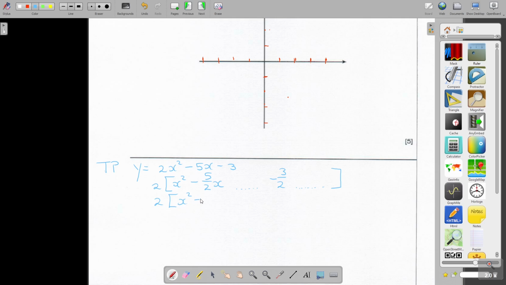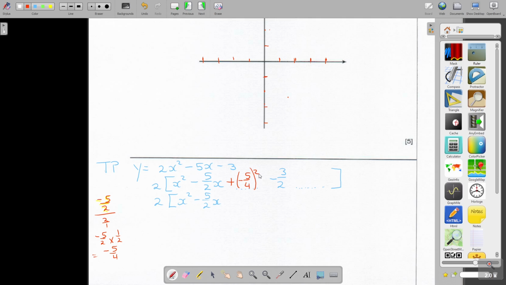I'm making it a perfect square. 2 brackets, that's the same. So I'm taking this middle term, which is negative 5 over 2. Color is not good. Negative 5 over 2. I divide it by 2, 2 over 1. So it's actually negative 5 over 2 multiply 1 over 2, which is negative 5 over 4. And I square that. So I add negative 5 over 4.